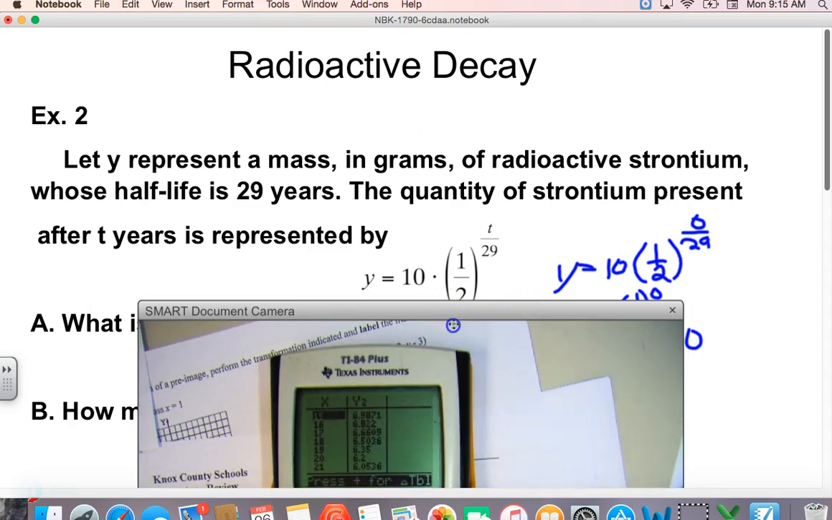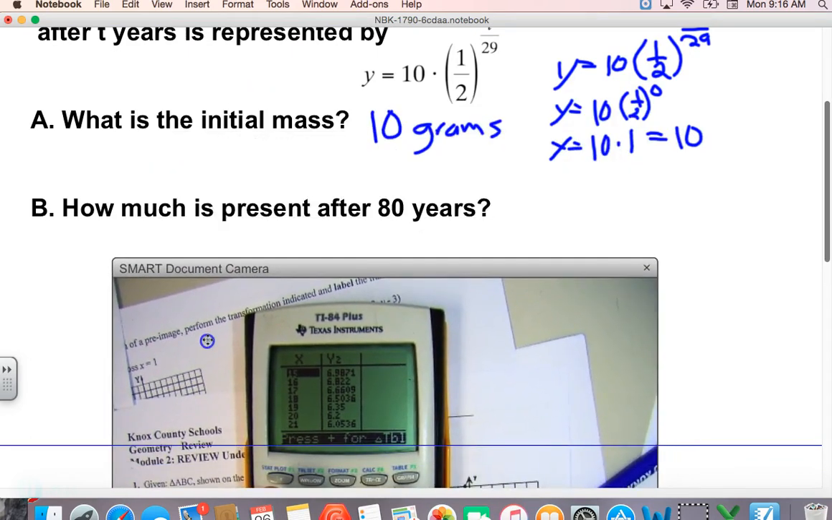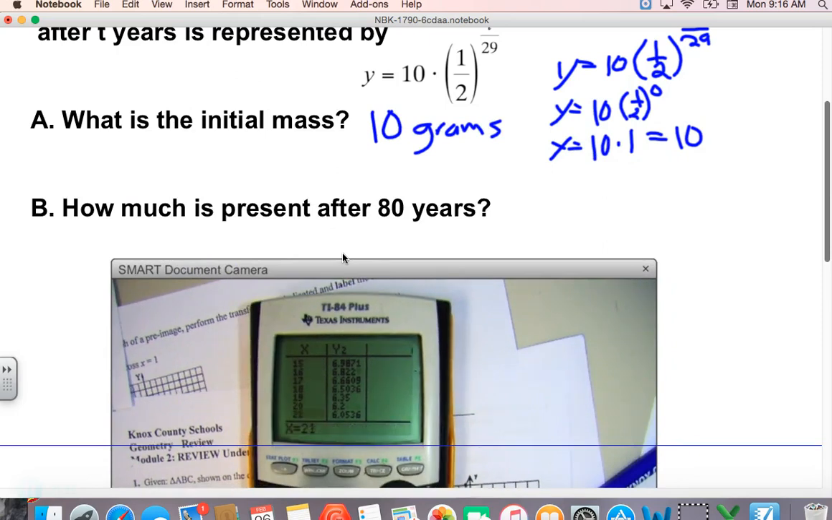So we're curious about how much is left after 80 years. So when T is 80, or in our calculator we used X, right? How much is present after 80 years? We just need to scroll down to 80. Of course, we talked about how you can get it to scroll faster. So maybe if I want to count by tens to scroll faster, I can hit plus 10, and it'll count by tens. I can go down to 80. So at 80 years, there's going to be 1.47 or 1.48 grams left.